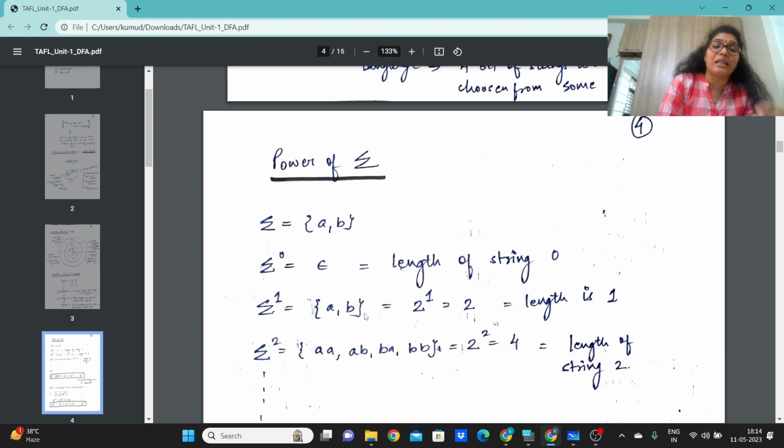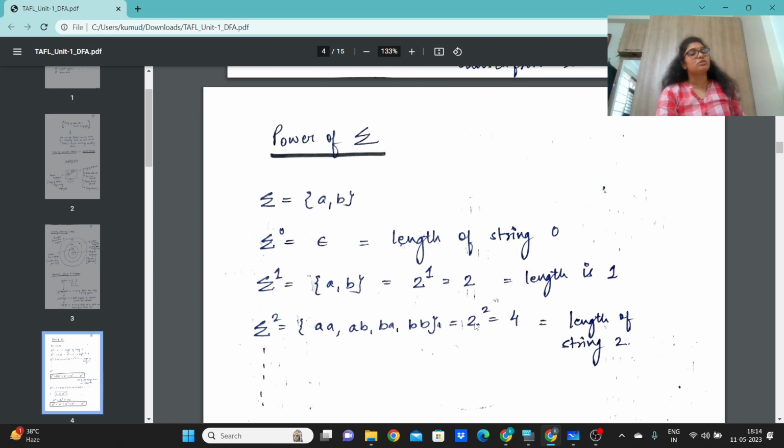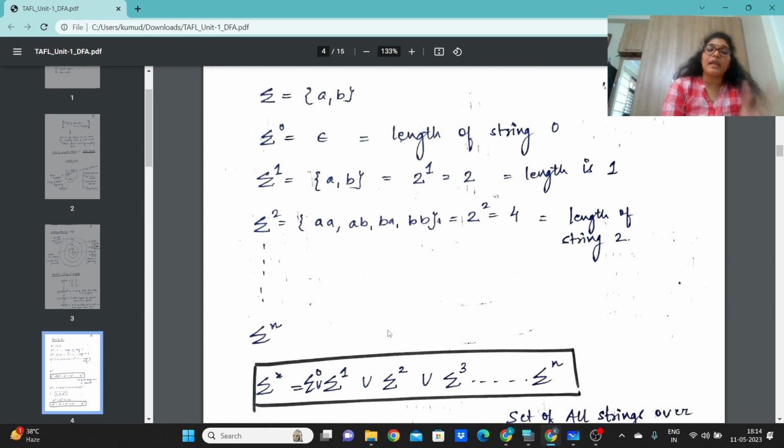Now power 1 means length 1, so what comes? A comma B. 2 to the power 1, because we have two symbols in the alphabet, which is 2. It means two strings of length 1, A and B. Now power 2 means 2 to the power 2, which is 4, so we have four strings of length 2: AA, AB, BA, BB. Similarly, sigma power 3 means 2 to the power 3, which is 8 strings of length 3.